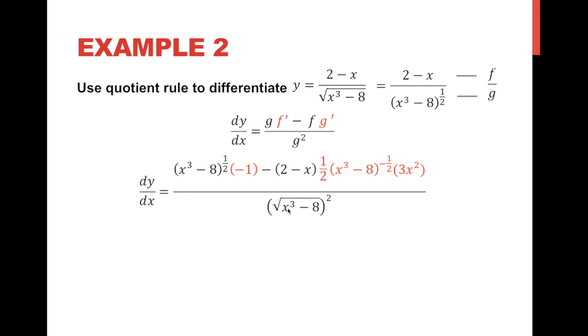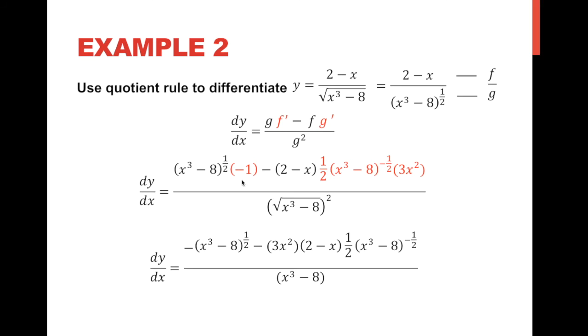And then don't forget that you have to square the denominator. Okay, so now let's simplify what needs to be simplified. Negative times x cubed minus 8 to the power of half, and then 3 multiplied to, okay, so that's 1 half, and then that will give us a 3 over 2.